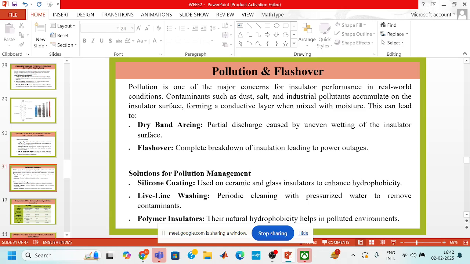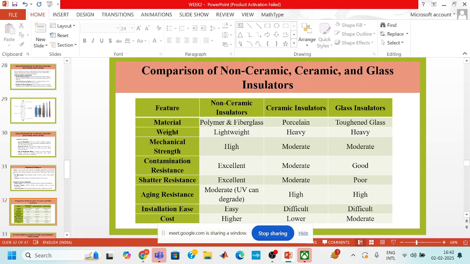Second is live line washing, which is periodic cleaning with pressurized water, so that the contaminants deposited on the surface of the insulator are removed. And third is polymer insulators, whose natural hydrophobicity helps in polluted environments. These are the solutions which can be used for insulators.